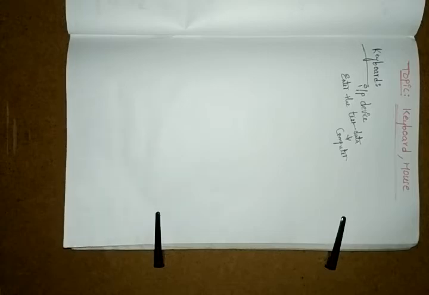Once you are entering text with the keyboard, what you are typing, what text you are giving, is stored in the computer. In the computer we have the monitor screen, right? On the monitor screen, those words, characters, and numbers, everything will be displayed, right? Those functions are performed by the CPU, right?